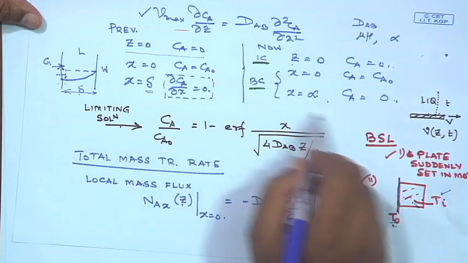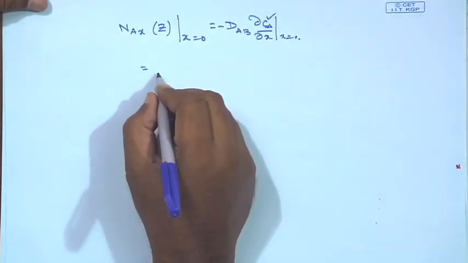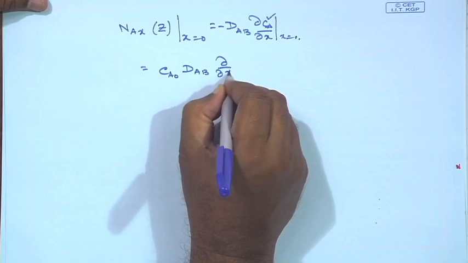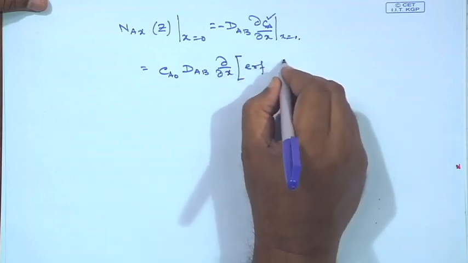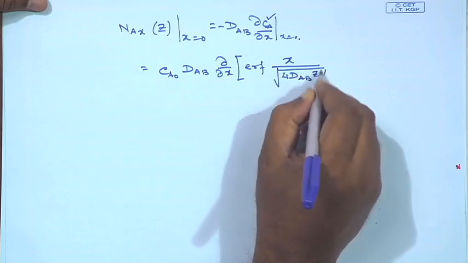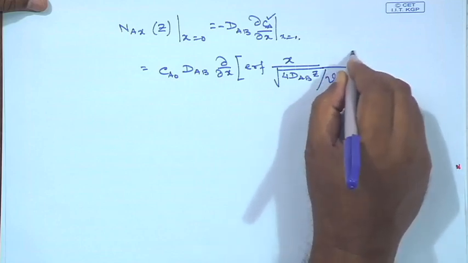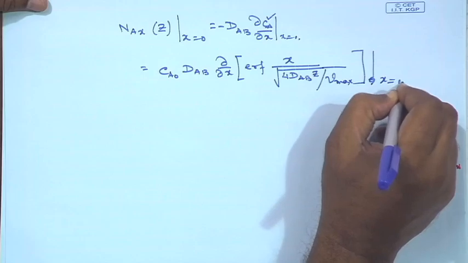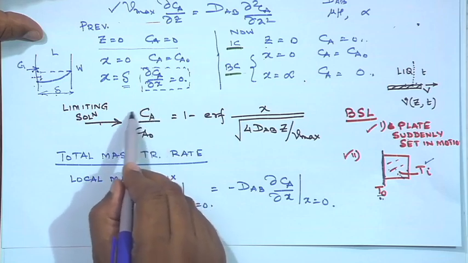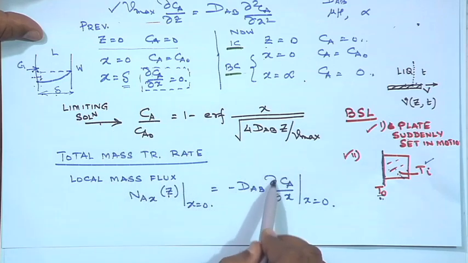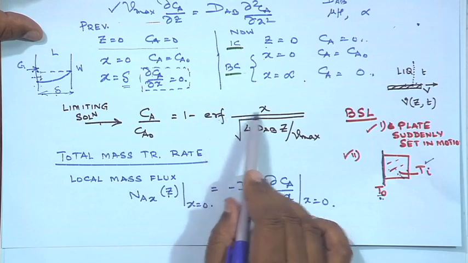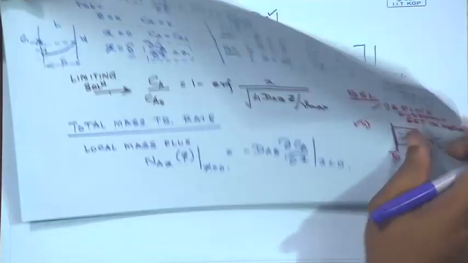from this error function form, what I am going to get is CA0 DAB del by del x of error function of x by root over 4 DAB z by V max at x equals 0. So this is directly formed by putting the expression of CA from here into this point and then performing the differentiation. So this one would go away, and you would simply have del by del x of error function of this evaluated at x equals 0, and that's what I have written over here.